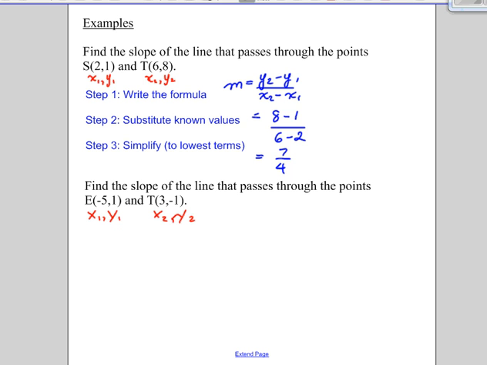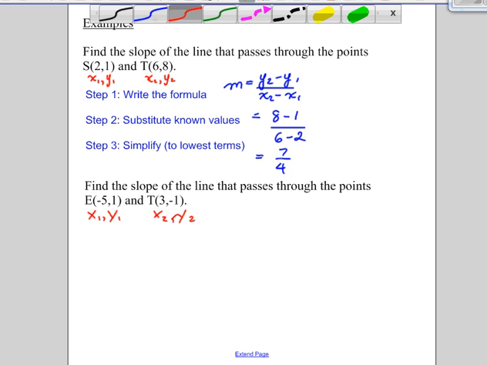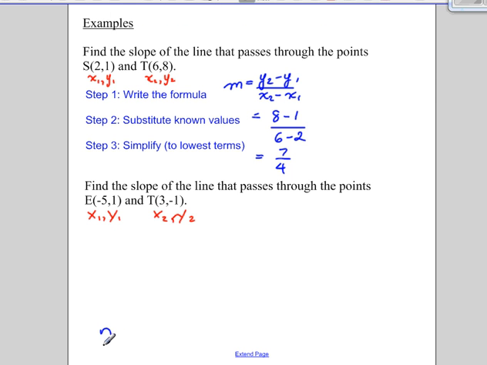By the way, it actually doesn't matter. I could have called this one x2 and y2, and this one x1 and y1. All that matters is that I'm consistent. What I cannot do is call this x1 and y2. Otherwise it doesn't matter which one I call point 1 and which one I call point 2. So now, again, all I'm going to do is write the formula.